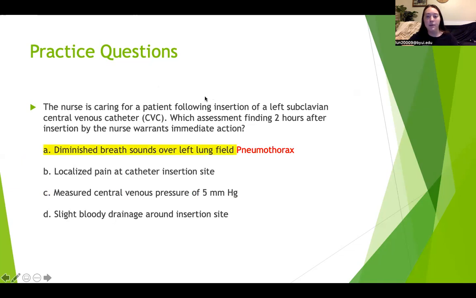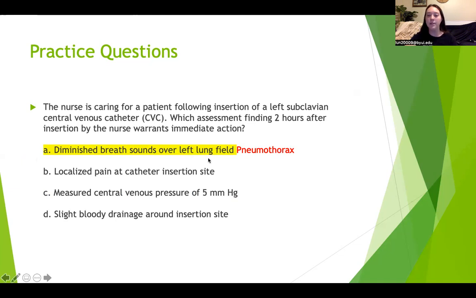Okay. So there was an insertion of a left subclavian central venous catheter, which assessment finding 2 hours later requires immediate action? So the answer is A, diminished breath sounds over the left lung field. What can happen is when a central venous catheter is inserted, it can cause iatrogenic pneumothorax. So it's a pneumothorax caused by a medical procedure.